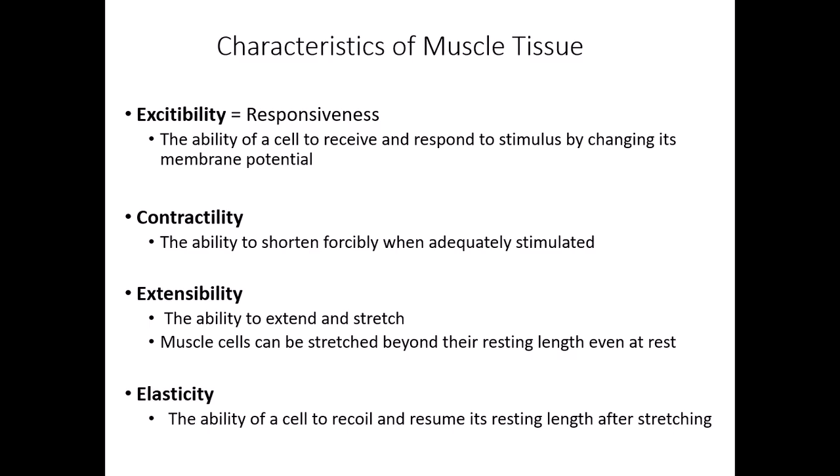And then elasticity describes the ability of the cells to recoil and resume their resting length after stretching. So we know that muscle cells do change their shape, but then they return to that normal shape. And that's important because we want to be able to contract these muscles over and over and over again. So they need to be able to resume their original shape after that change of shape that occurred to allow for contraction. So these are some special properties of muscle tissue that allow it to do its job.